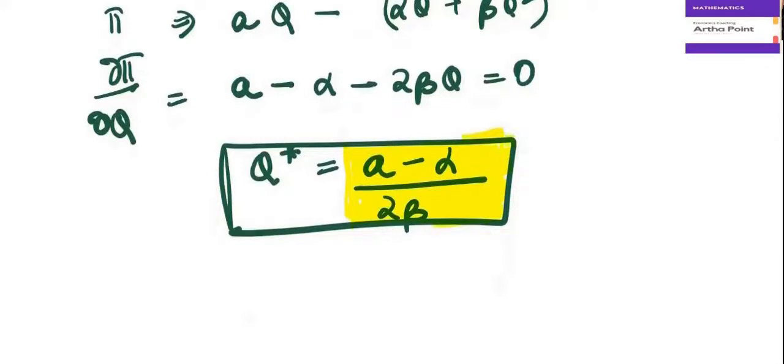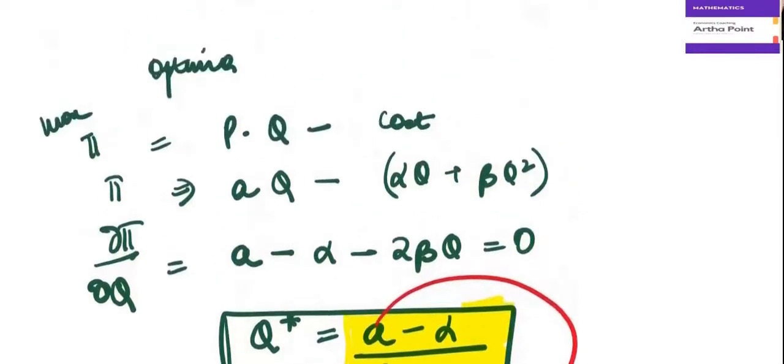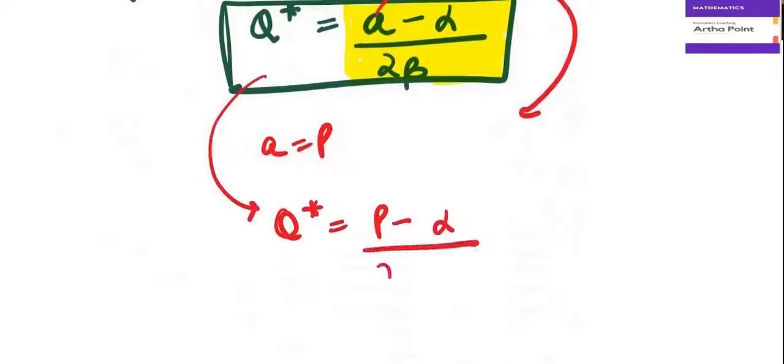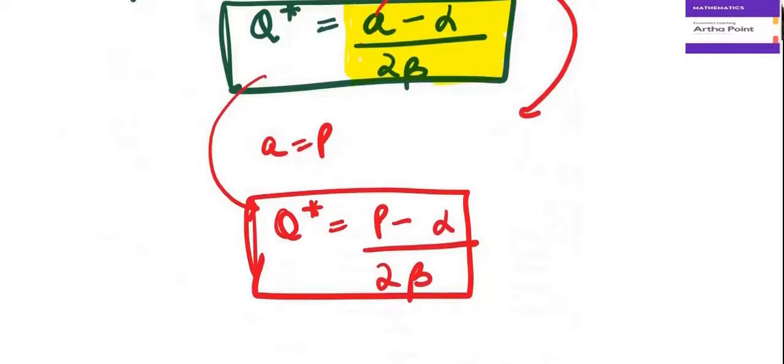You can also replace A by P, because that is what was the initial case. The value of P was A. So you can also replace A by P, and you will get your Q star as (P minus alpha) by 2 beta. This will be your value of Q star.